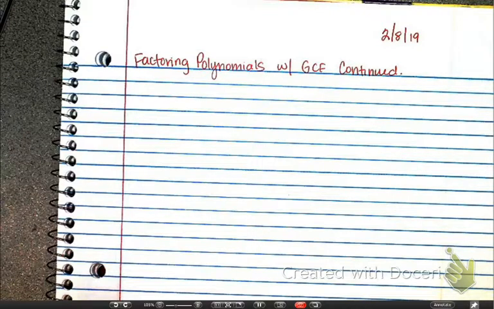We're going to continue factoring with GCF, except today we're going to actually look at expressions. We're not just going to look at two different terms where we have to find the GCF. We're going to be factoring all unit.